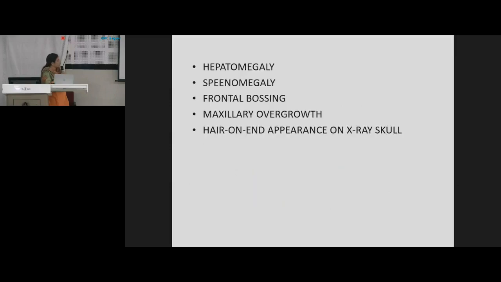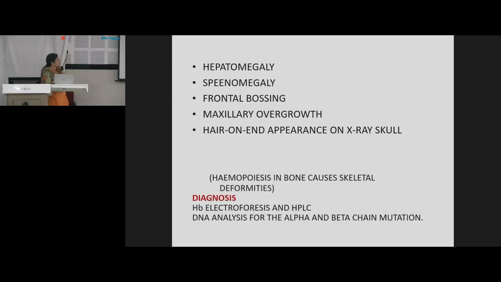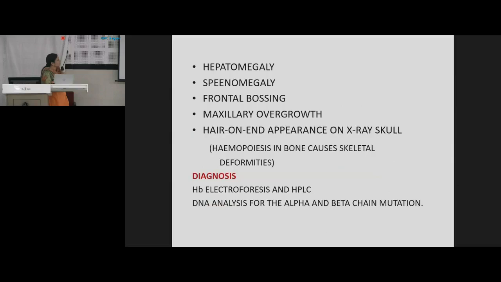Also there will be hepatomegaly, splenomegaly, frontal bossing, maxillary overgrowth, and a hair-on-end appearance on the X-ray skull. So this may be due to excessive hemopoiesis either in the liver or in the bone. If there is excessive hemopoiesis in the bone, there will be skeletal deformities. Diagnosis can be done with the help of hemoglobin electrophoresis and HPLC. Also, DNA analysis for the alpha and beta chain mutation.